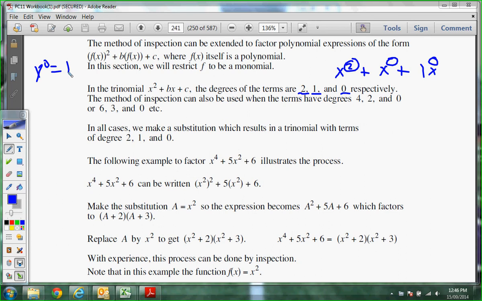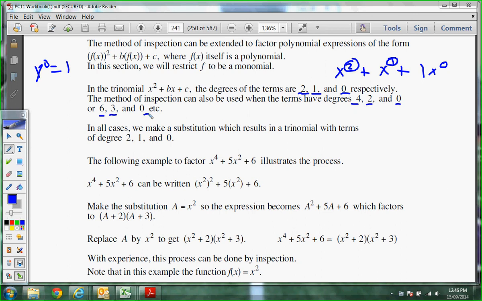So what I'm telling you is that this follows 2, 1, 0 principles. That's what we've been doing. So far we've been doing the x squared, x to the 1, x to the 0. But the idea is the method of inspection can also be used if we had a 4, 2, 0, or a 6, 3, 0. Do you see the pattern? The pattern is the first exponent is twice as big as the second one.